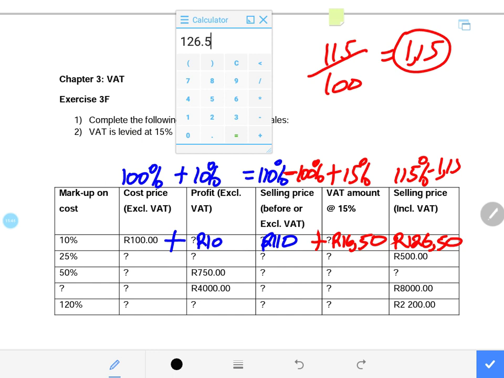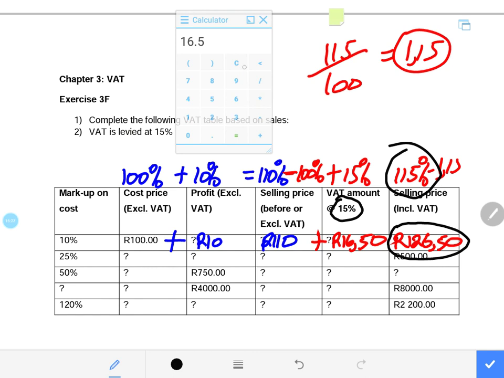So we are going to say 126.50 times by 15, because we are looking for VAT and VAT is 15%. Divide by 115. Why are we dividing by 115? Because the amount we're multiplying by, which is the 126.50, is out of 115. So we divide by the percentage of the amount that we have. So that's why we divide by 115. This gives us immediately the 16 rand 50 cents. I hope now you see we are calculating the amount of VAT on the amount that is inclusive of VAT. So always you do that.